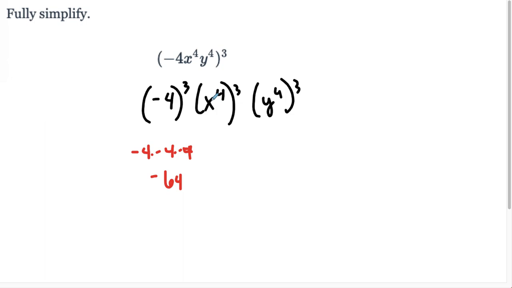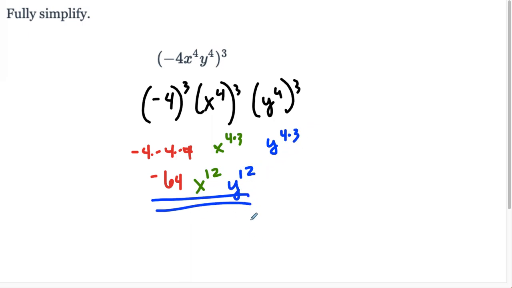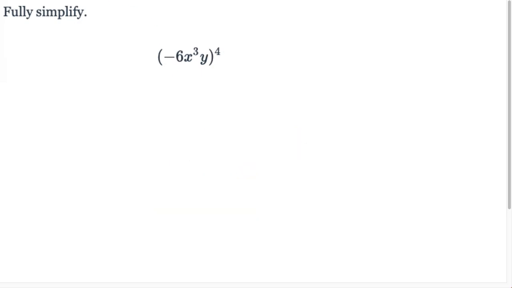Okay, and then in green, this is x to the fourth power to the third power. Power to a power, you multiply the powers. So this is 4 times 3, so this is x to the 12th power. And lastly, y to the fourth power to the third power becomes y to the 12th power. So this is your final answer. Okay? All right, let's see you do this and simplify. Pause this video and see if you can do this on your own.